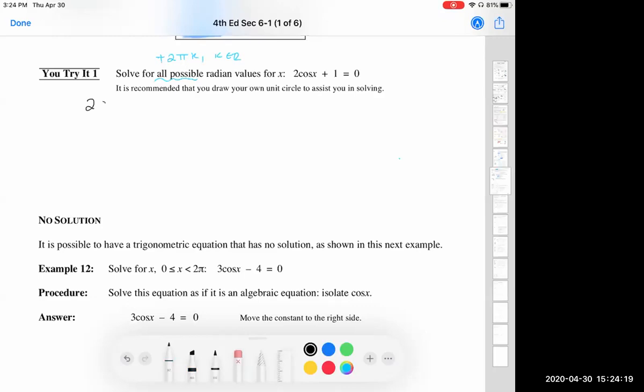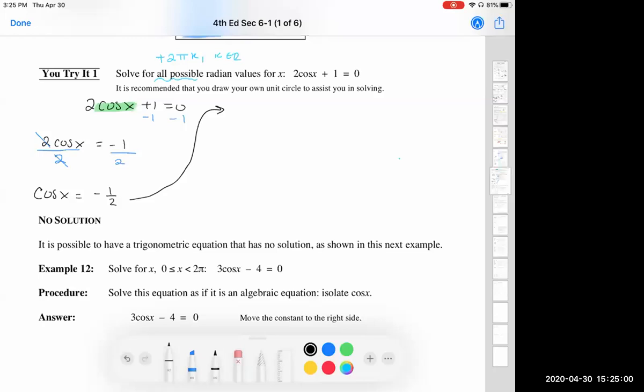So I have 2 cosine of x plus 1 is equal to 0. I want to get cosine of x by itself. That's the goal. So I have to start off by moving the 1. So I do minus 1, minus 1. And I'm left with 2 cosine of x is equal to -1. Now I have to divide by 2 to get cosine by itself, and we're left with cosine of x is equal to -1/2.